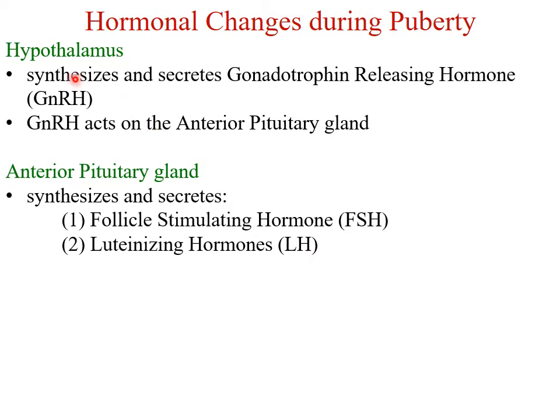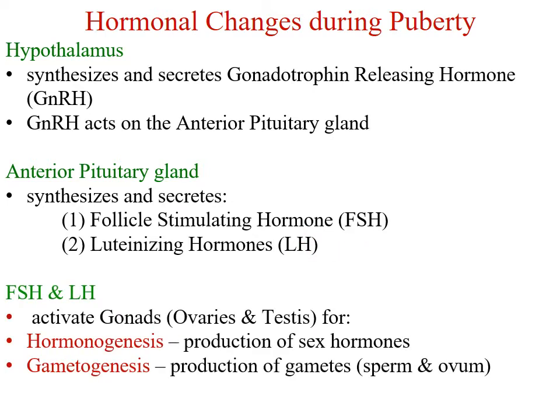So the hypothalamus secretes gonadotropin releasing hormone, GnRH, which then acts upon the anterior pituitary to synthesize and secrete FSH, or follicle stimulating hormone, and luteinizing hormone. LH and FSH then activate the gonads, which include the ovaries in the case of females and the testes in the case of males.